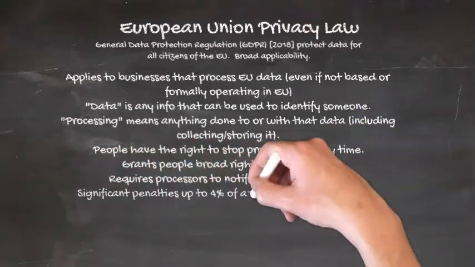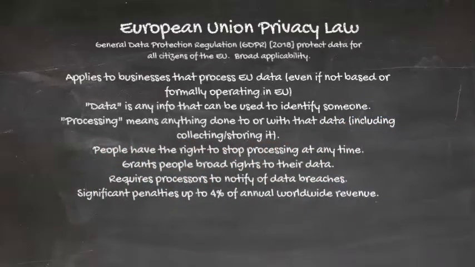Data is anything that can be used to identify a person. Processing is anything that you do to that data, including storing it or collecting it. People have the right to order you to stop processing at any time. It gives people broad rights to their data. It requires processors to notify of data breaches, and the penalties are severe, up to 4% of your annual revenue for each offense. This is a big deal.